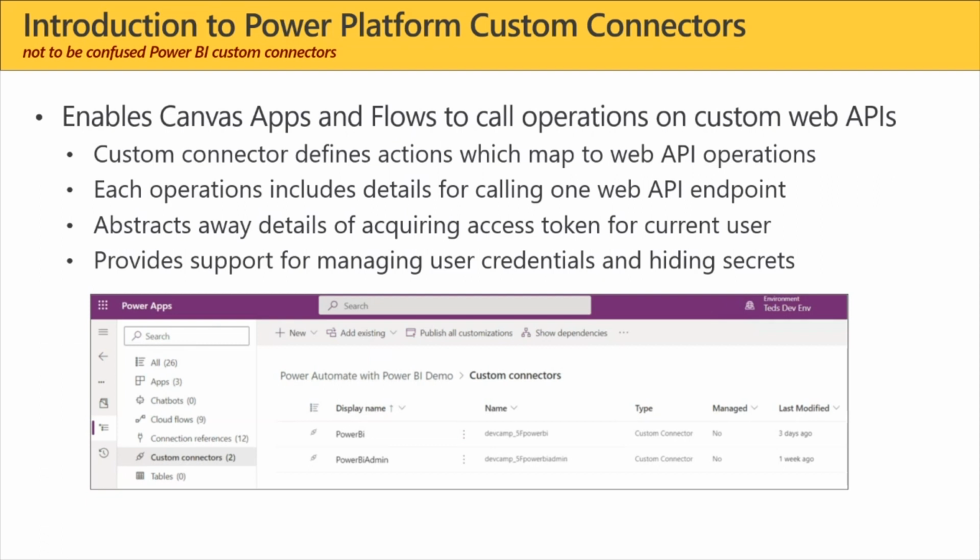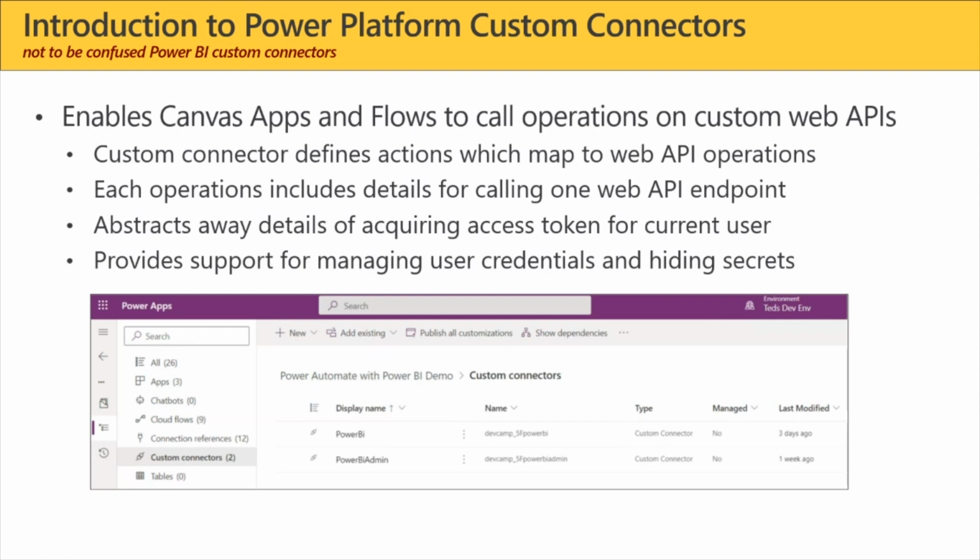So this is something over in the Power Platform. And the idea is a custom connector allows you to call custom web APIs from Canvas apps and from flows. So each custom connector defines the set of actions which map to web API operations. Because the Power BI REST API is a custom API from this perspective, we're going to create a custom connector to call those.